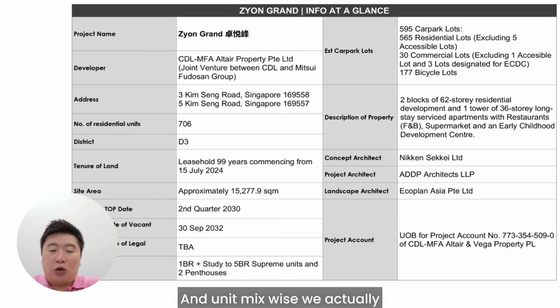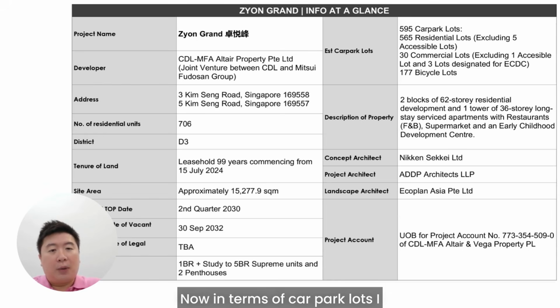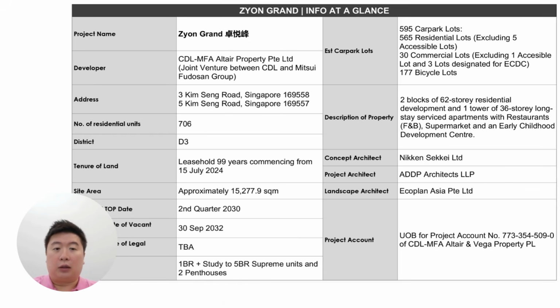Yeah. And unit mix wise, we actually have a very good unit mix here. You have one bedroom plus study to five bedroom supreme units, but the majority is still the three bedroom. So that's nice. Now, in terms of car park lots, I think it's about 85%, 595 lots versus 706 residential units.